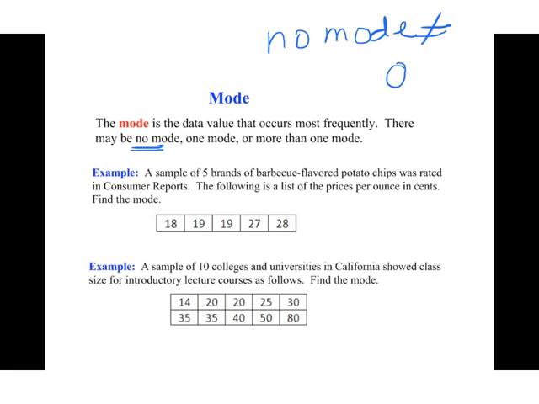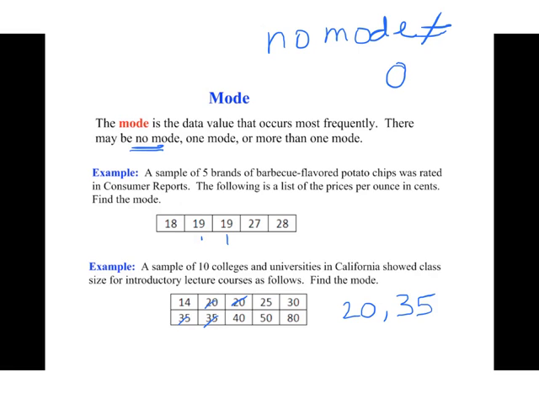There might be one mode, there might be more than one mode. And a lot of times, the most common type is two modes, and we call that bimodal. So in this first example here, I can see that 19 is the mode. And if you look down here, I see that 20 occurs twice, and I see that 35 occurs twice. So the mode is 20 and 35. So there's an example where there are two modes.